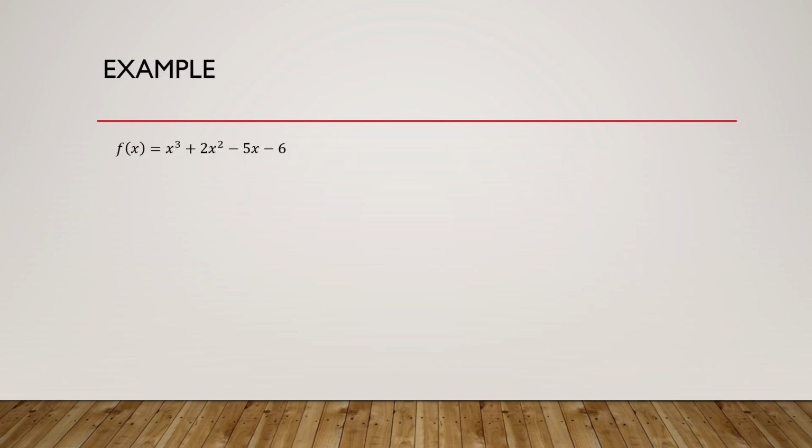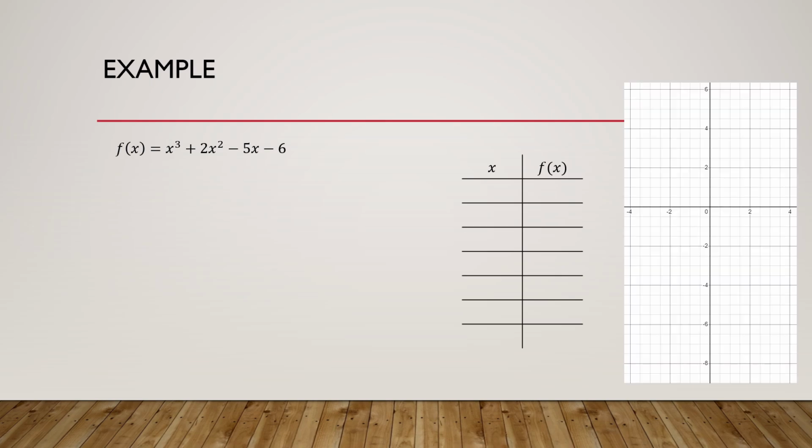For example, let's evaluate and graph f of x is equal to x cubed plus 2x squared minus 5x minus 6. The first obvious point we can establish is a y-intercept. Set x equal to 0 and we get the point 0, negative 6. Next, we'll be looking for other rational zeros. This is a third-degree polynomial and will have a maximum of 3 x-intercepts and 2 local extrema. Therefore, it could be factored into 3 binomials, each with the first term of x.